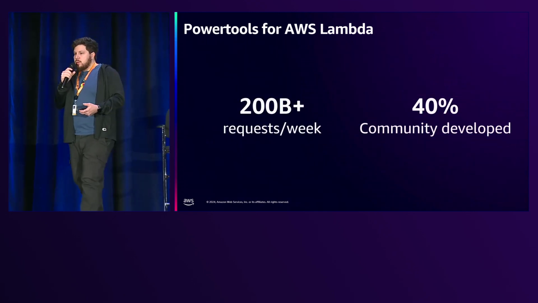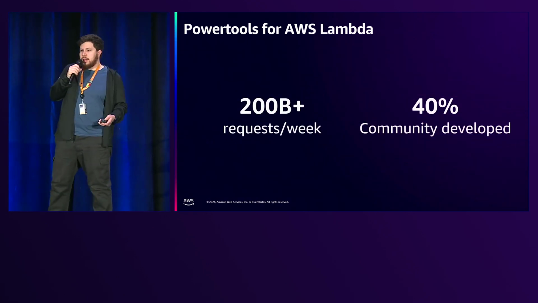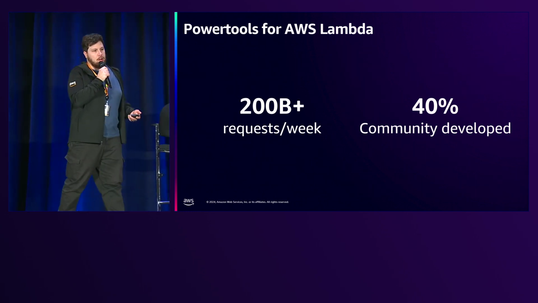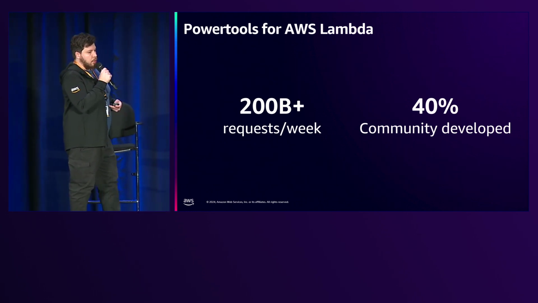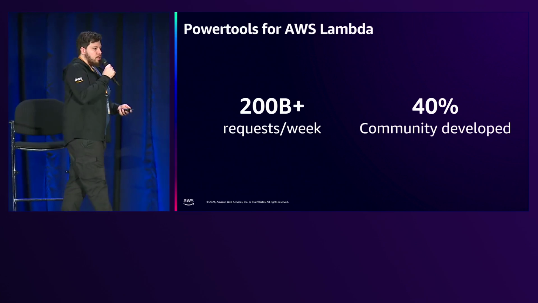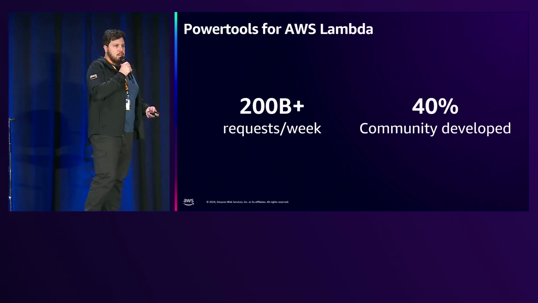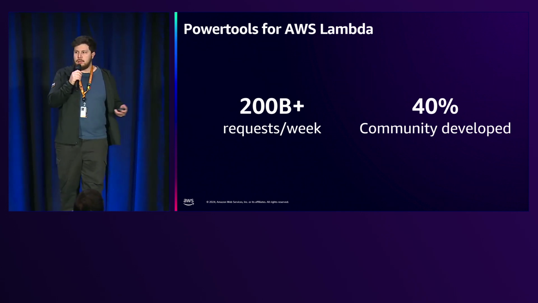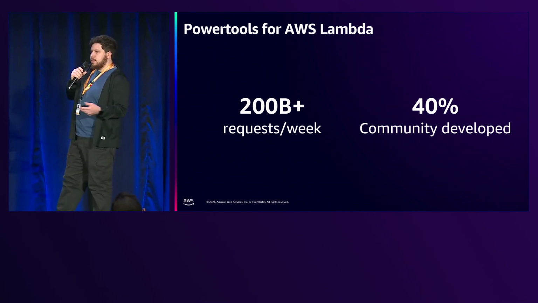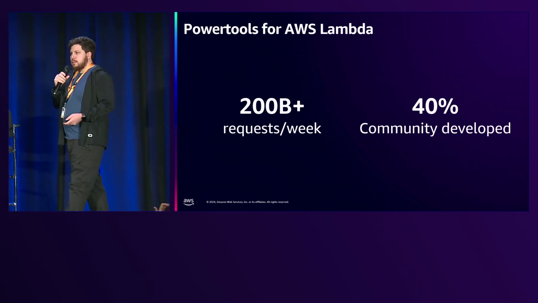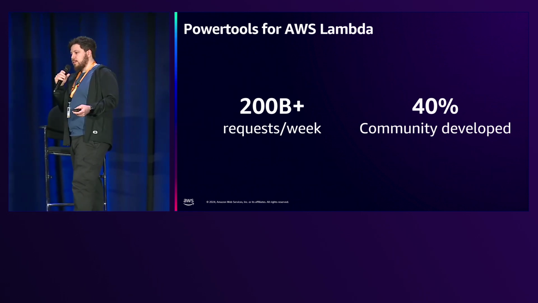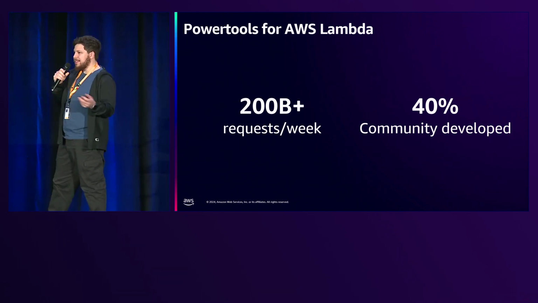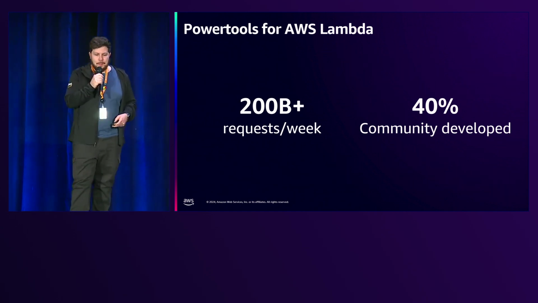As of today, Powertools runs in over 200 billion Lambda functions per week, and 40% of our functionalities are contributed by the community. Powertools is an AWS open source project that is fully maintained and developed on GitHub. Essentially, the code is MIT licensed. You can go and see the code, you can open issues, and you'll find me and my team answering those issues and reviewing your PRs if you would like to contribute any of them.